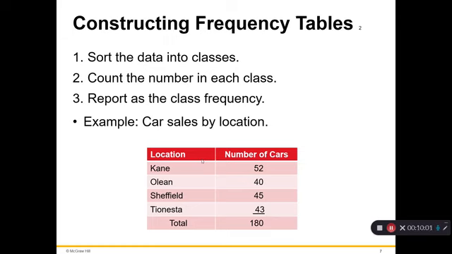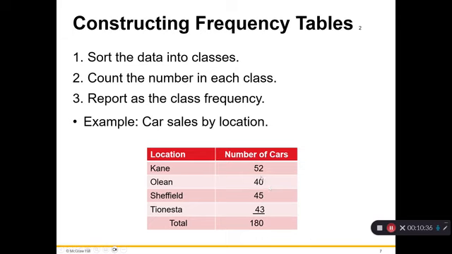Tally the number of observations within each class to determine the frequency. And number 3, report the class frequency. So for example, car sales by location. You have locations Kane, Olean, Sheffield, and Kion Nesta. So you see the number of cars sold in each location: 52, 40, 45, 43, and total we have.